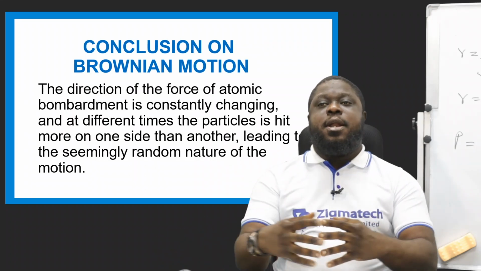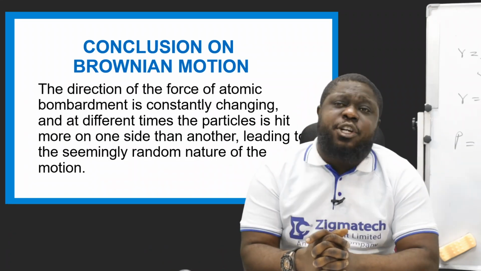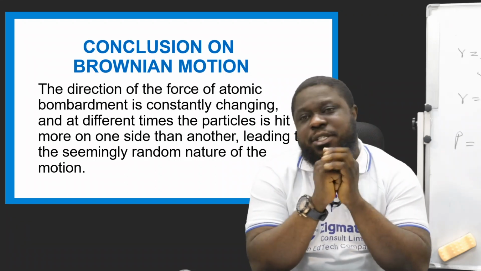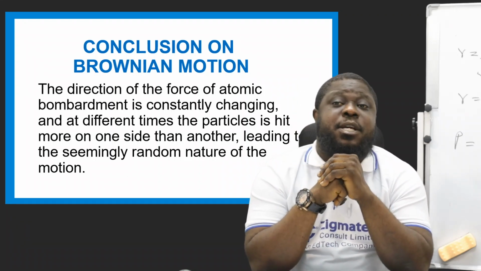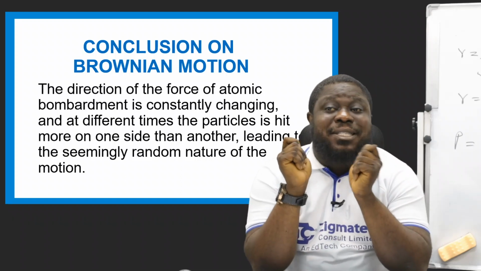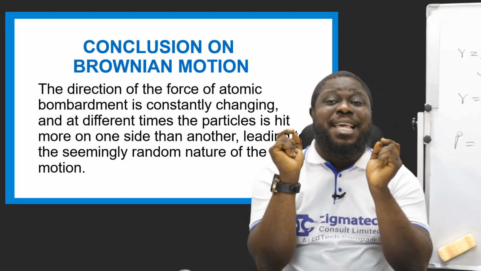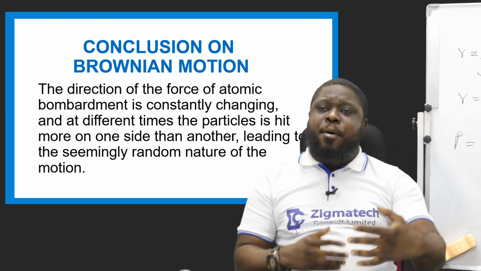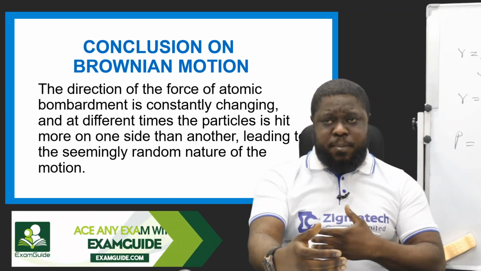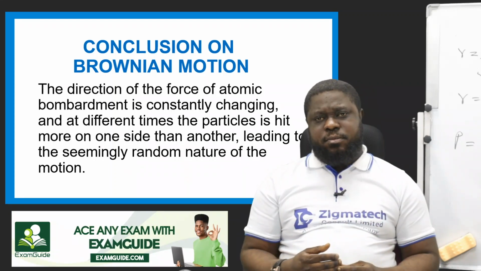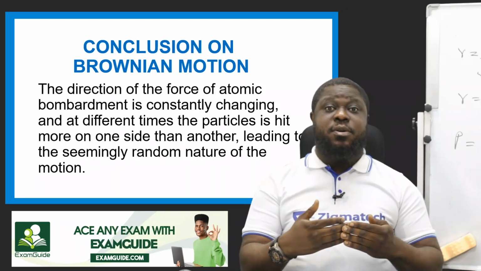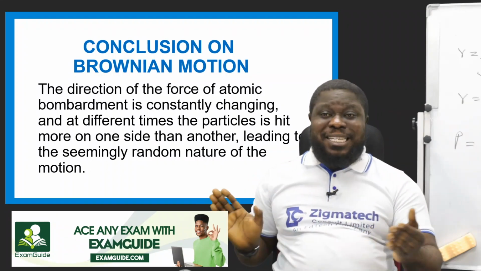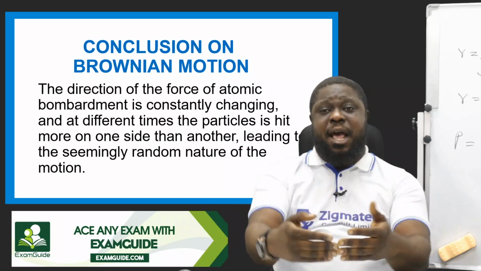Now, the conclusion on the Brownian motion. The direction of the force of atomic bombardment is constantly changing. And at different times, the particle is hit more on one side than another, leading to the seemingly random nature of motion. So this particular bombardment between atom and atom is constantly changing. Because if I hit you, as I'm hitting you, another person is hitting me at the back.